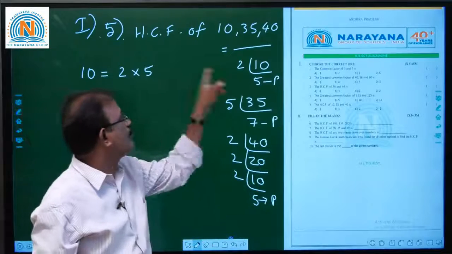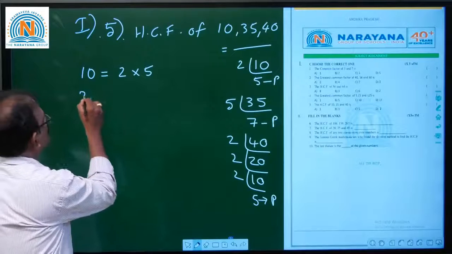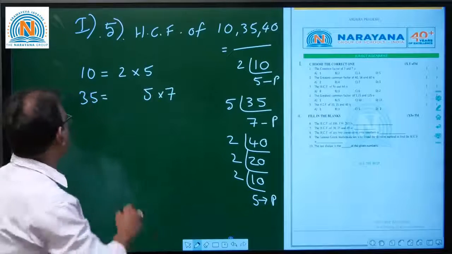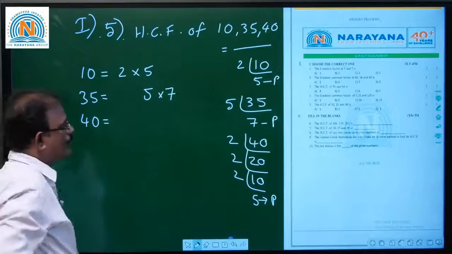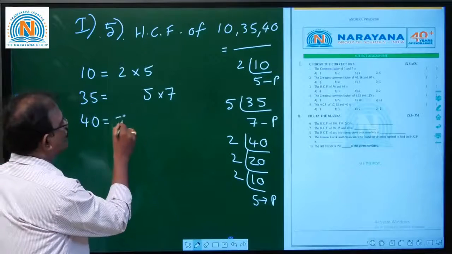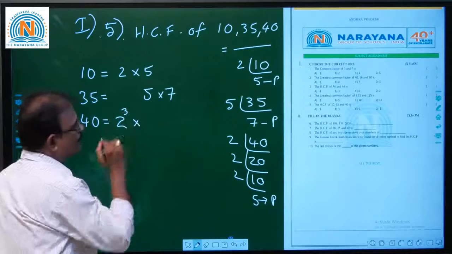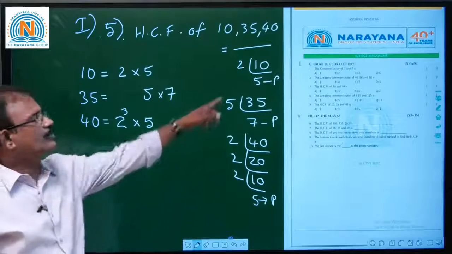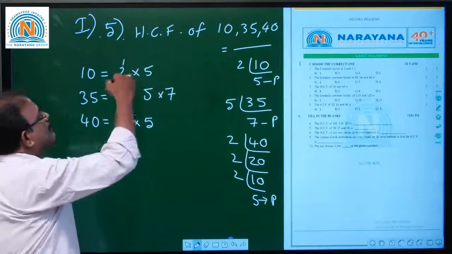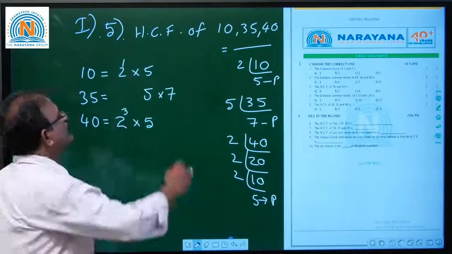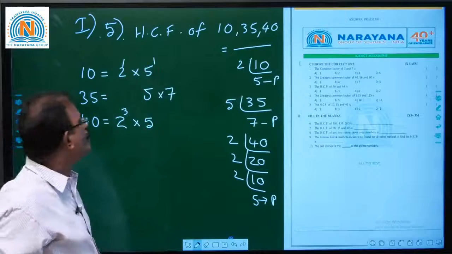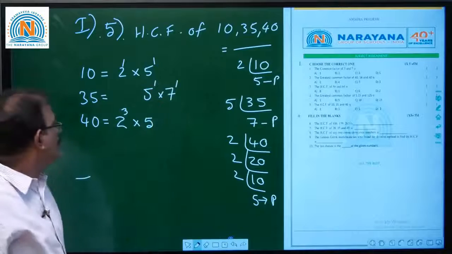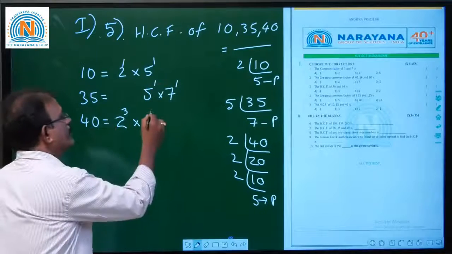So 10 means 2 into 5. 35 means 5 into 7. And 40 means 2 raised 3 times and 5 raised only 1 time. So in 10, 2 raised how many times, children? 1 time. Here 5 raised 1 time. In 35, 5 raised 1 time, 7 raised 1 time. In 40, 2 raised 3 times, 5 raised 1 time.